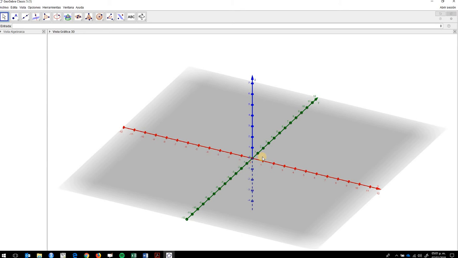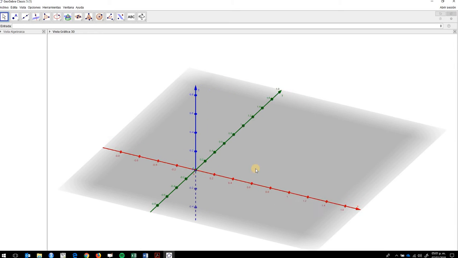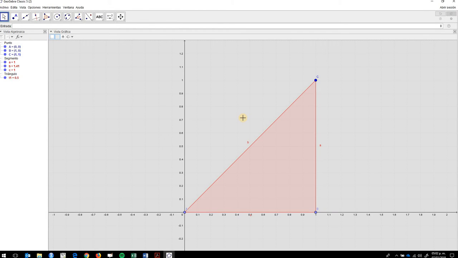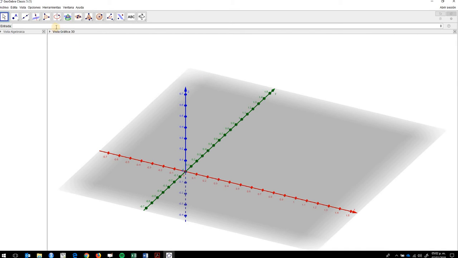So since we're working with proportions, let's make a big zoom so we can work in x from 0 to 1 and y from 0 to 1. So this triangle is translated into this 3D space like this.